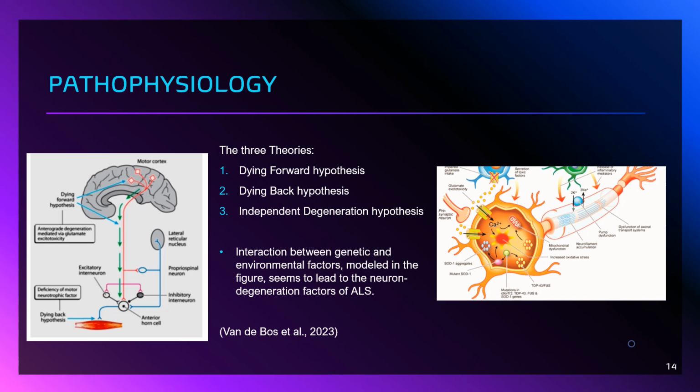A little more about the pathophysiology. They understand this part a little bit more, and it's hypothesized, but it has some information that backs it up. Interactions between genetic and environmental factors, modeled in the figure to the right, seem to lead to the neuronal degeneration factors of ALS.